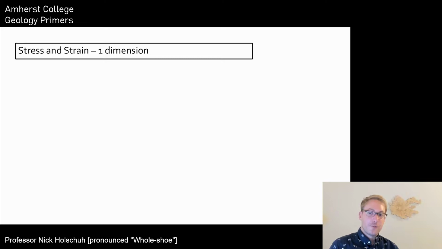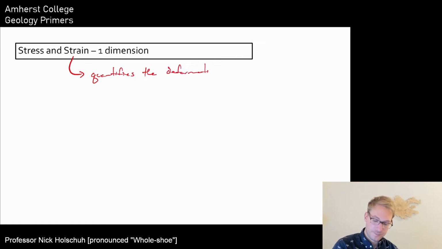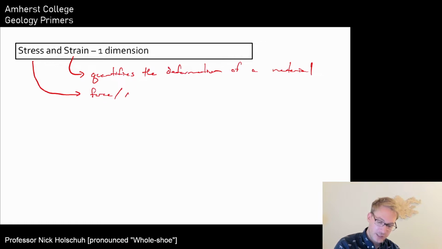When materials deform, we can come up with a way of describing their deformation mathematically. And the term we use to describe deformation is strain. Strain quantifies the deformation of a material. Stresses result in strains. So this is our force per unit area that acts to deform a material.